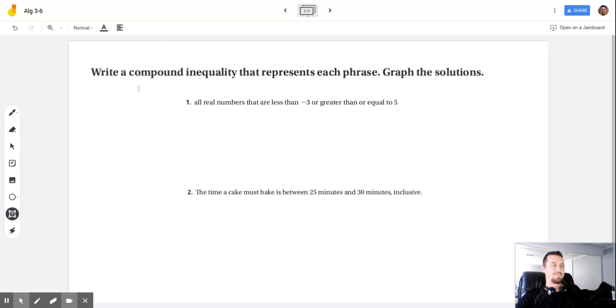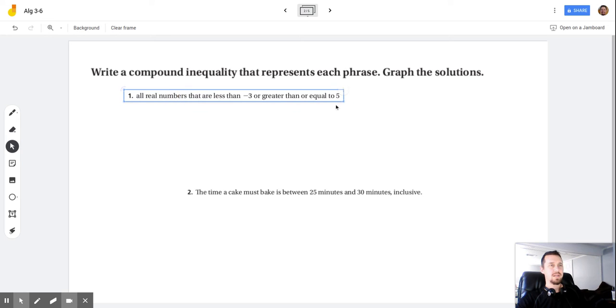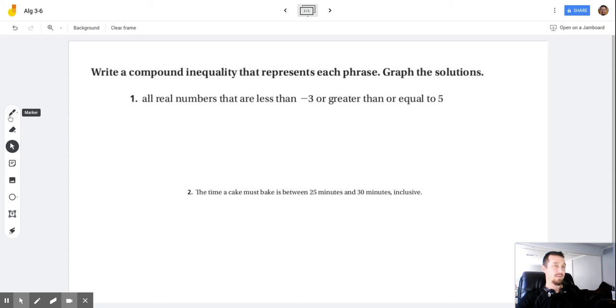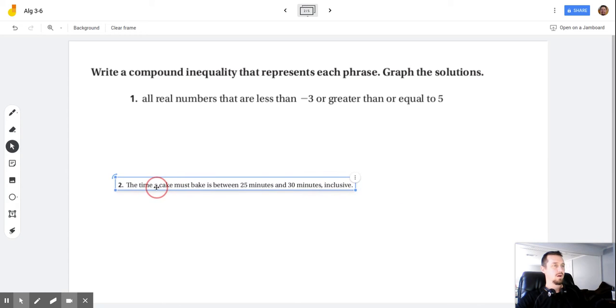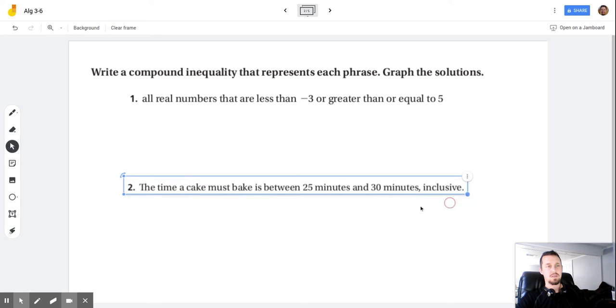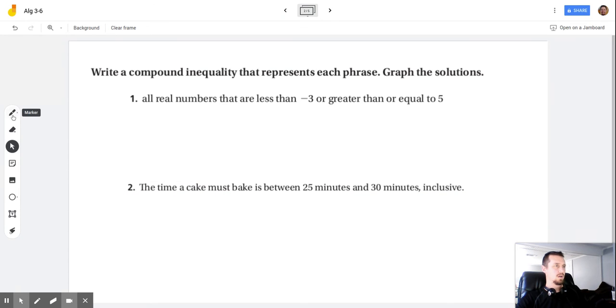Okay, so if you're given a description and you want to write a compound inequality that represents each phrase, and then graph the solutions, that means put them on a number line, let's take a look at this: all real numbers that are less than -3 or greater than or equal to 5. A good way to think about this is let's write it in our simple inequalities first.